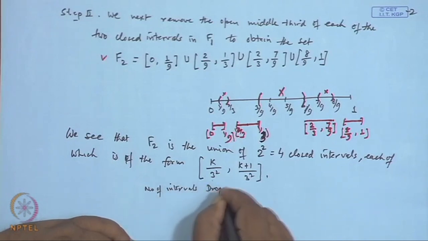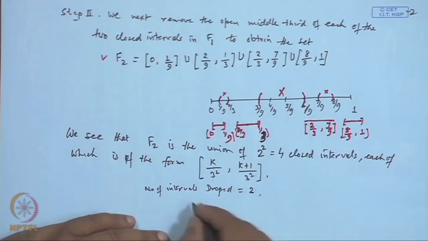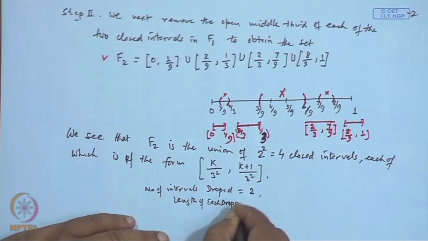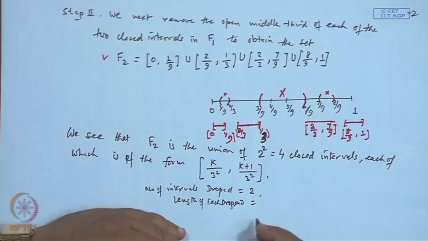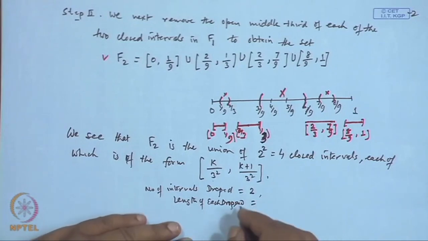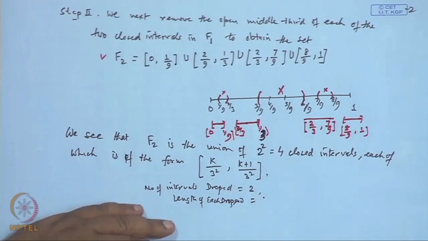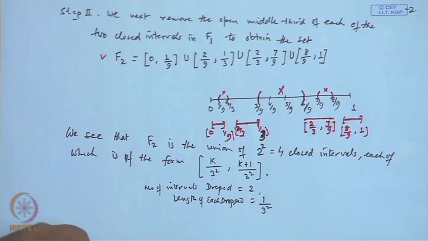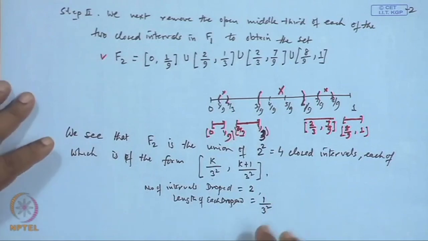Now, here the number of intervals dropped is how many? 1 and 2. And the length of each dropped interval will be what? Length of each dropped interval will be 1 by 3 to the power p. So, each one will be of length this one, 1 by 3 square. So, two intervals, each of length 1 by 3 square, 9 length we are dropping for this, okay, like this.